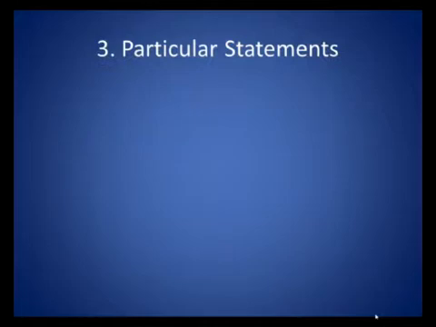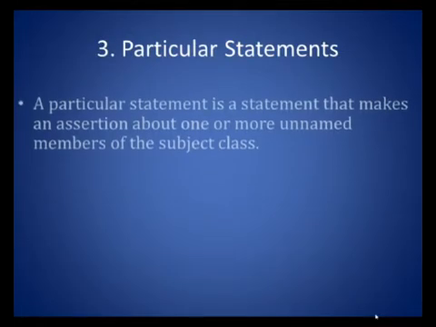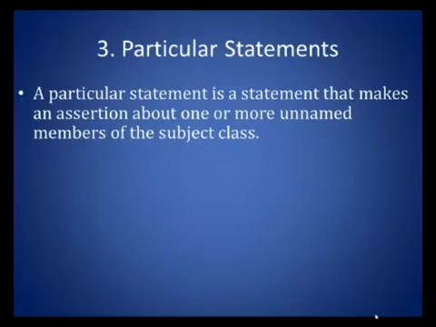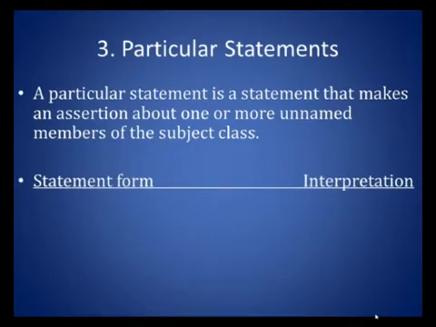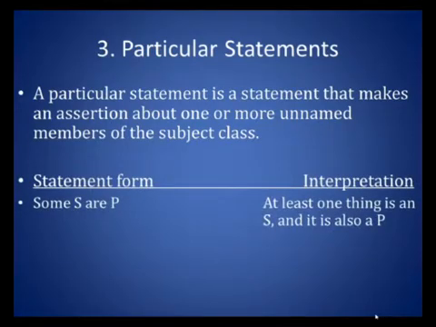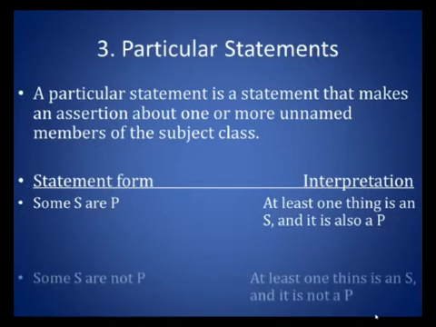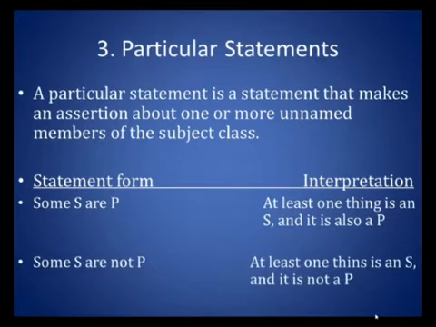Now let's move on to particular statements. Particular statements make a claim or an assertion about one or more unnamed members of the subject class. Statement form: Some S are P. How do we interpret this? What we're saying is that there's at least one thing that exists that is an S, and it is also a P. In contrast, if I say some S are not P, then what I'm saying is there's at least one thing that is an S, and it is not a P.